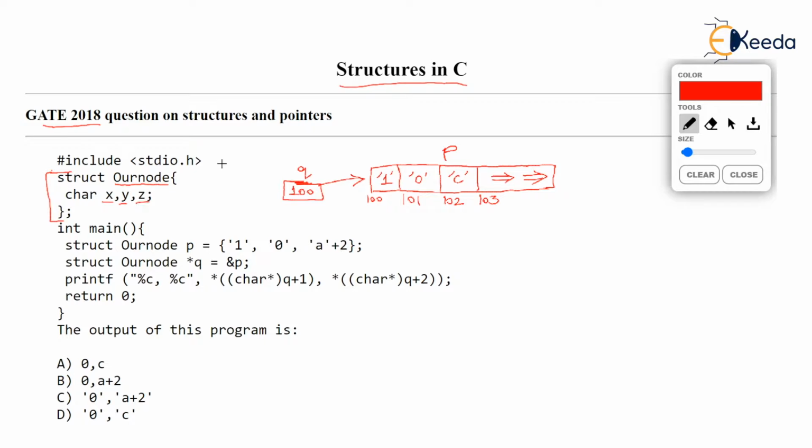Now we assume that each character consumes 1 byte of memory. Then this structure overall is going to consume 3 bytes because X will consume 1 byte, Y will consume one, and Z will consume 1 byte. And it is a collection of three members. So our node will consume 3 bytes of memory. But all of you know declaring this our node is not enough because you have to create variables of our node type.